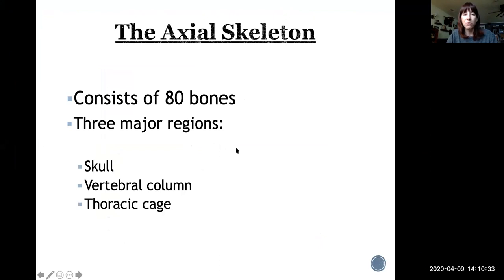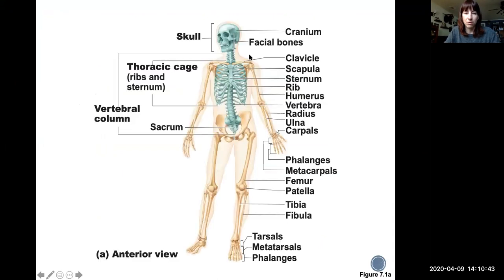Our vertebral column, of course, has a bunch of bones, and then the thoracic cage, all of the ribs and stuff, but it's really not that bad. The skull is really where all the major bones are. So again, skull, vertebral column, and thoracic cage are your axial skeleton, and your limbs and the girdles that hold those limbs to the axial skeleton are referred to as your appendicular skeleton.